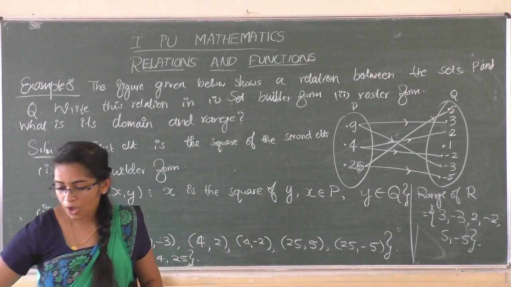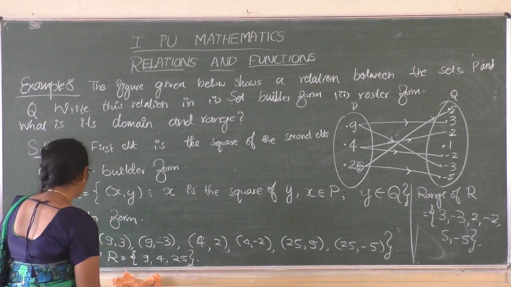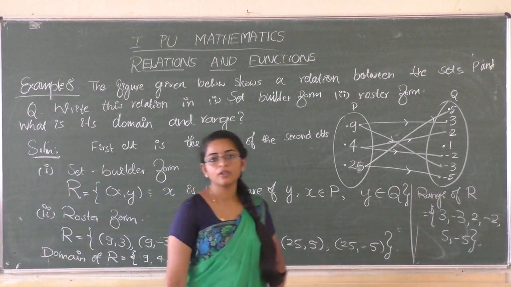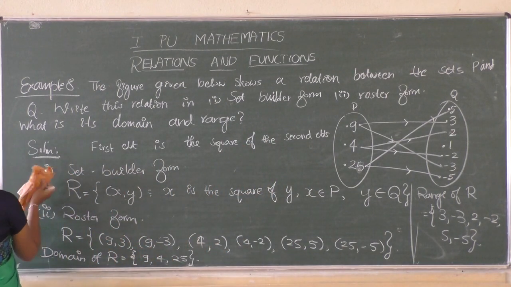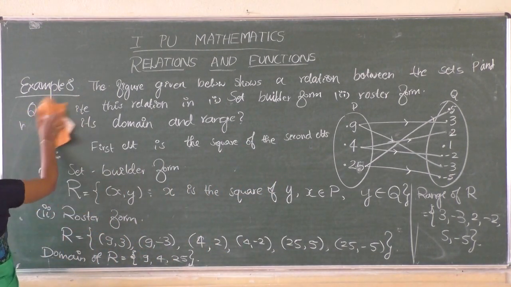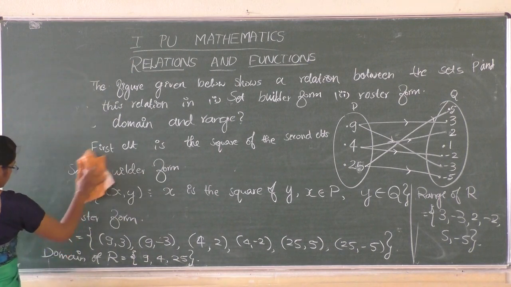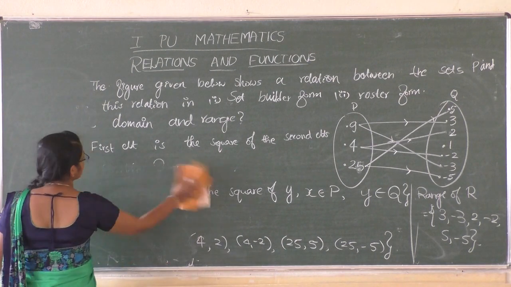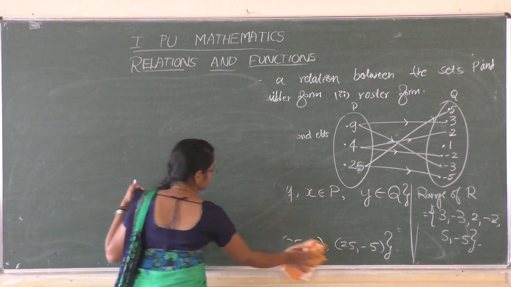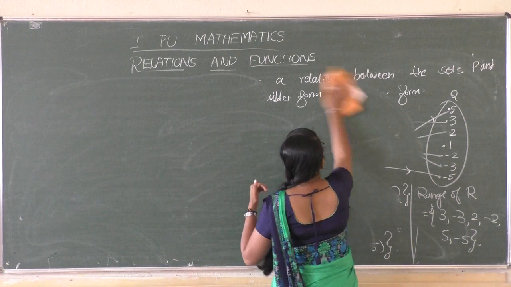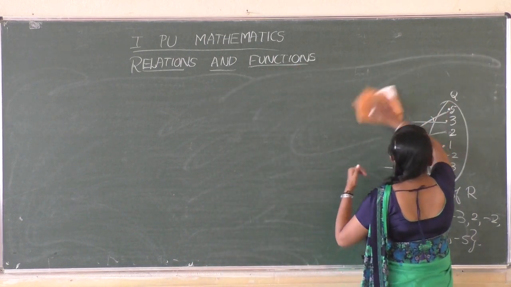Now, what is the total number of relations from a non-empty set A to a non-empty set B? What is it? We will see. This much is clear, right?